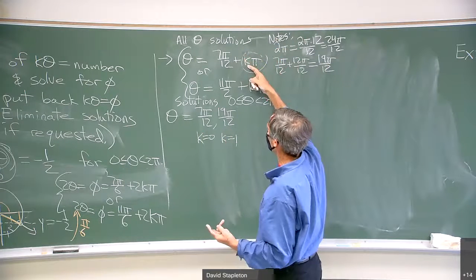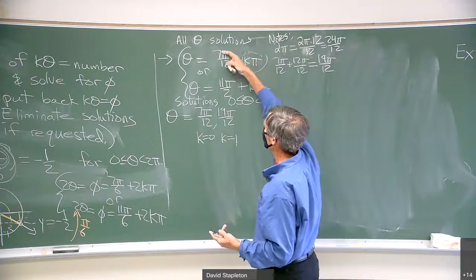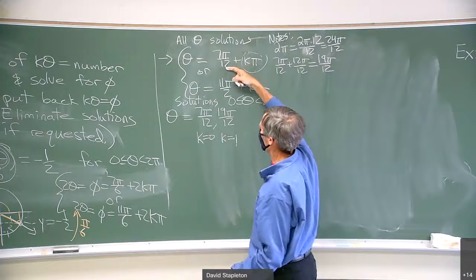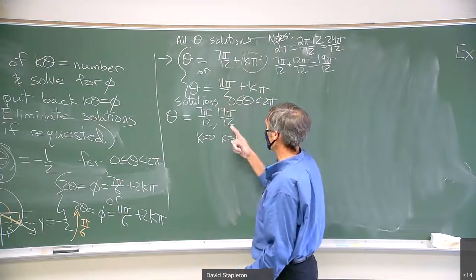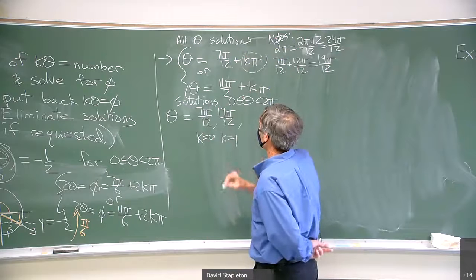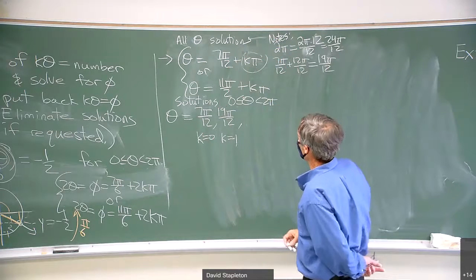If I put k equals minus 1, I get minus pi plus 7 pi over 12, that's going to give me a negative angle. That's too small. So only k equals 0 and k equals 1 in this first equation give me angles between 0 and 2 pi. Now I try the second equation.